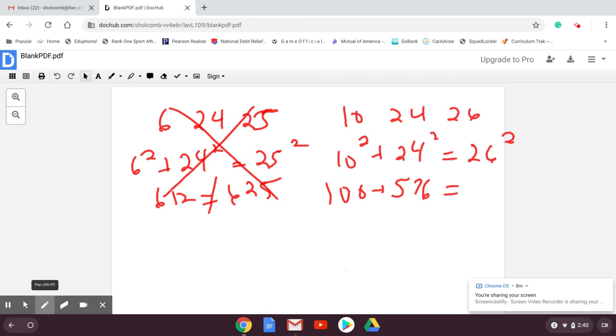Well, let's see what 26 squared is. Using a calculator, I see that that is 676. So you can tell that 676 equals 100 plus 576. This is a right triangle, and so you would say, yes, it's a right triangle. We're good. And you might have an answer like that.